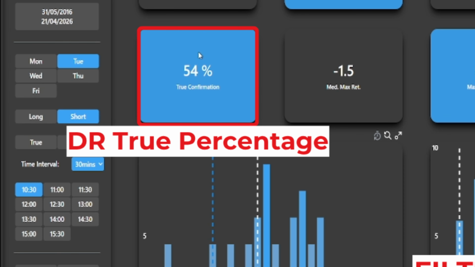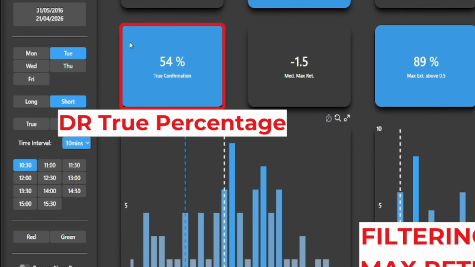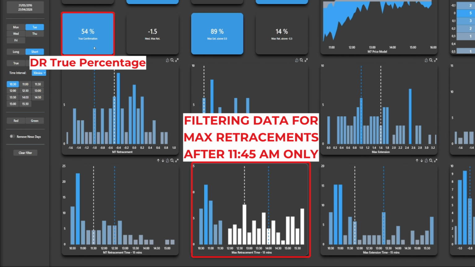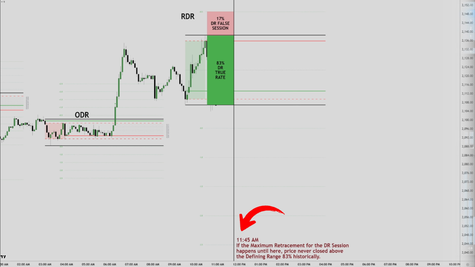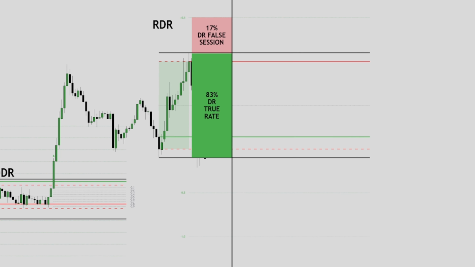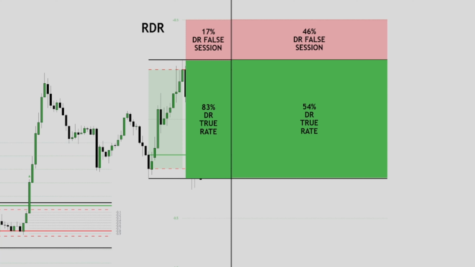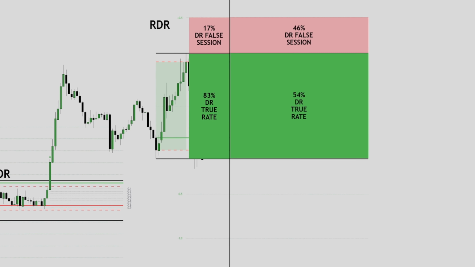That's not a trading edge, that's a coin flip. So the conclusion is simple. Entries before 11:45 a.m. carry a fundamentally different probability than entries after. The data doesn't suggest this, the data proves it. Visually on the chart, the black line sits at 11:45 a.m. Everything to the left is where the edge lives. Everything to the right is where confidence disappears.